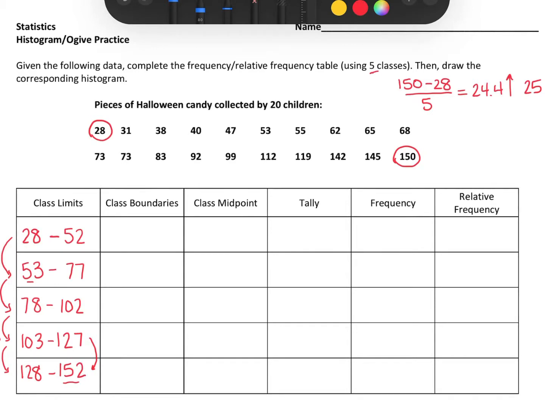Remember, the class boundaries just go a half point below and a half point above, so this one will go from 27.5 to 52.5. Why do we do this? Because then our classes are connected on that number line. And remember, our histogram bars have to be connected.